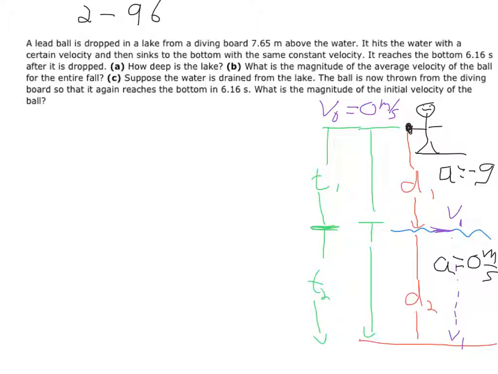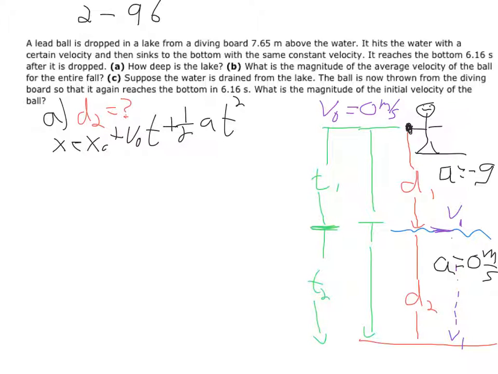So what are we asked first? First, part A asks us how deep is the water, or the lake. I guess it's not a pool, it's a lake. So what is D2? Well, in thinking about D2, my first thought is, let's use our equation of motion. We know that x final equals x initial plus v initial times time plus 1/2 acceleration times time squared.